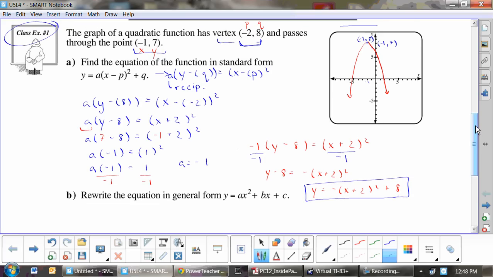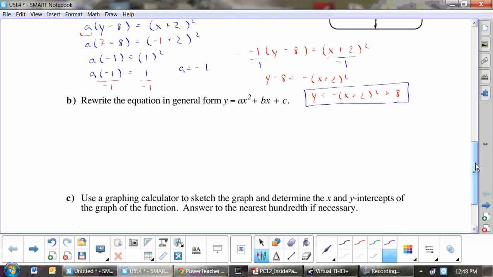Okay? So it's a pretty nice little trick that to find the equation, all you need to know is the vertex and one other point. Okay. And then the next part, they ask us to rewrite the equation in general form. So remember, that's this form, the one we're kind of used to seeing all the time.